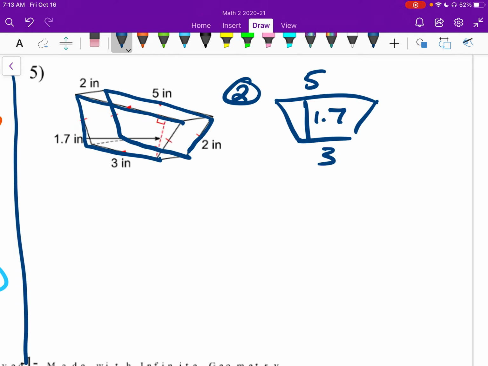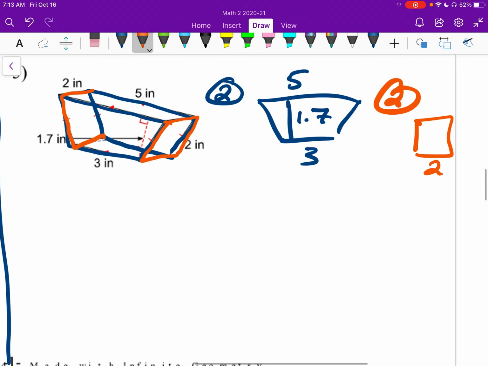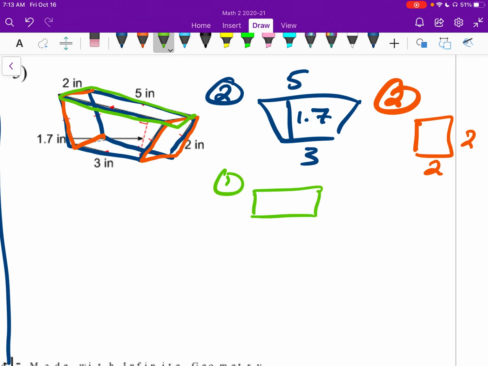Now, we have 4 different rectangles around it, but if we look here, this guy and this guy are actually equal. So we have 2 of them. Their dimensions are 2 by 2. If we look at the top rectangle, we have one of them. He is a 2 by 5. And the bottom rectangle, we have one of them, and he is a, what is he? A 3 by 2? Yeah.